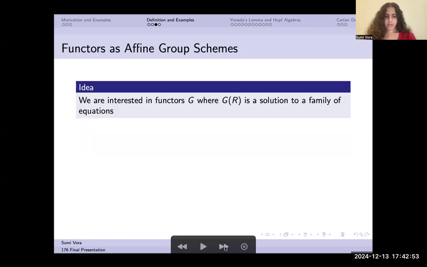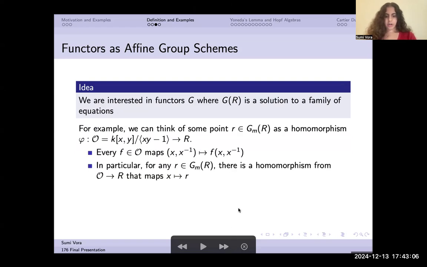Okay. So now to tie it back to affine varieties, we're interested in functors G where GR is a group of solutions to a family of polynomial equations. And so for example, we talked about G sub M of R. Well, that's just a group of x's that are a solution to xy minus 1 equals 0 because we only want to include the invertible elements of R. So what we can do is we can take the coordinate ring k[x,y] mod xy minus 1, or the ideal generated by xy minus 1, obviously.